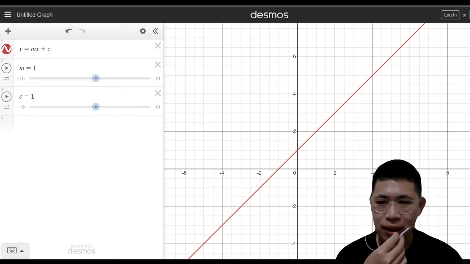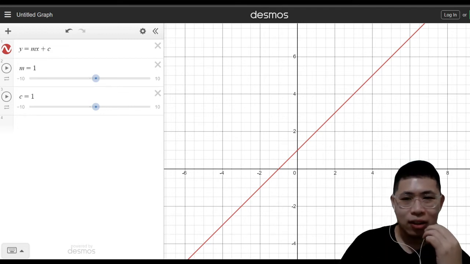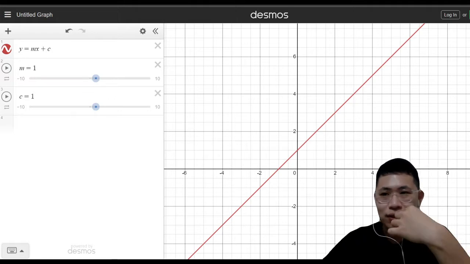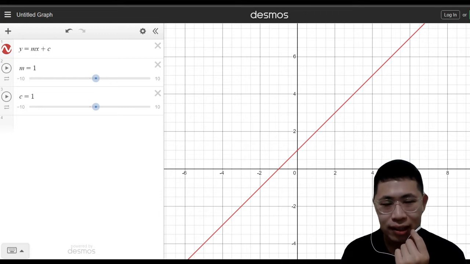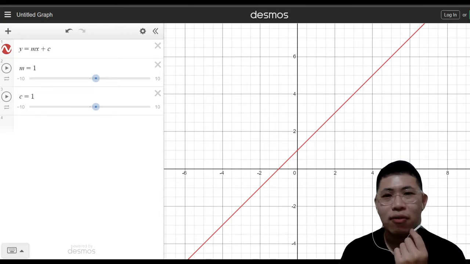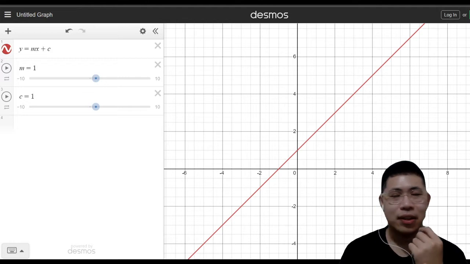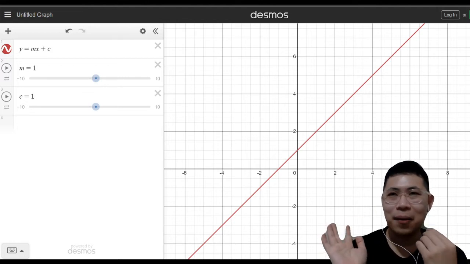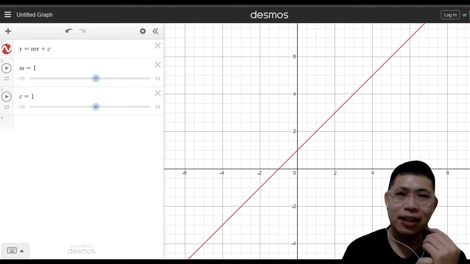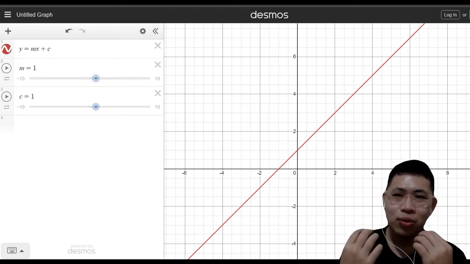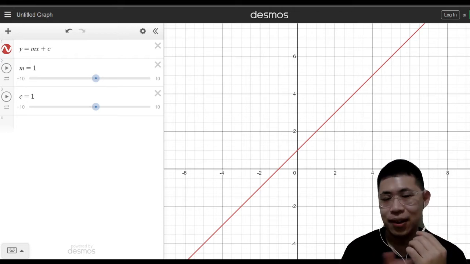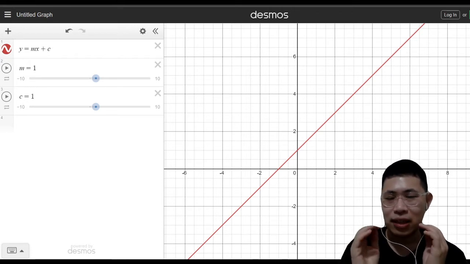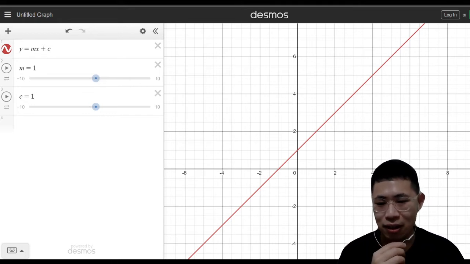Okay, hi everyone. The concept that we're going to learn soon is what we call the equation of a straight line or the general form of a linear function. There are many ways to name this thing, but the most common two names are the general form of a linear function and the equation of a straight line. So I'm just going to stick with equation of a straight line to make it easier to refer to.